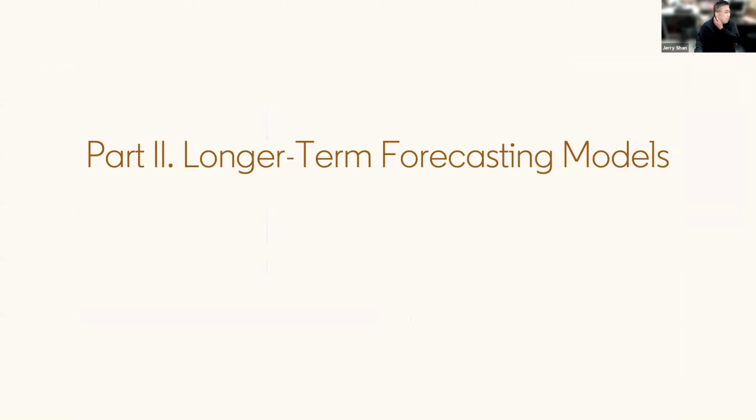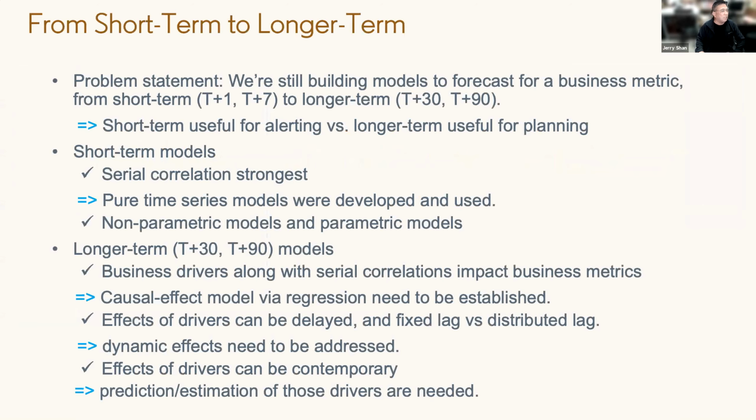And now let me shed some light on the long-term forecasting models we have developed. We are still building models to forecast a business metric, the same as before. But now the horizon goes from T+1 or T+7, meaning 1 day ahead or 7 days ahead, to a longer term, meaning 30 days ahead or 90 days ahead. So here, as I previously mentioned, we need to identify long-term drivers. That's very important. In the short term, we identify the day of week or serial correlation as very strong. But in the long term, business drivers are more important than the serial correlation relationship.